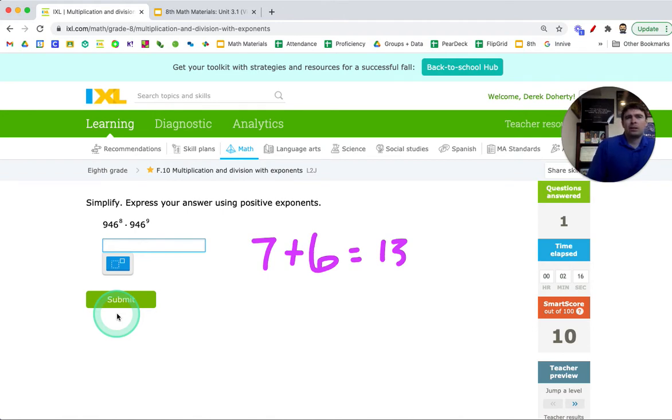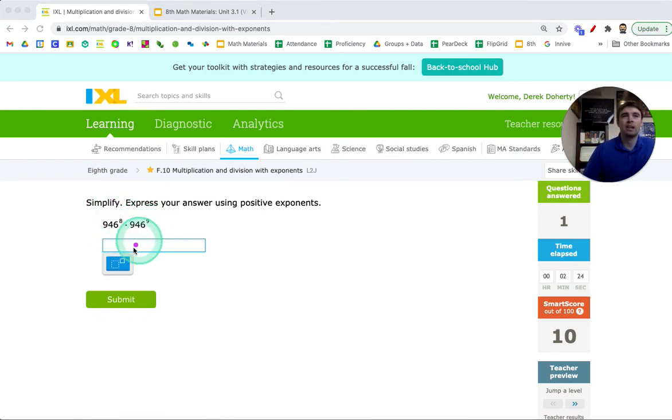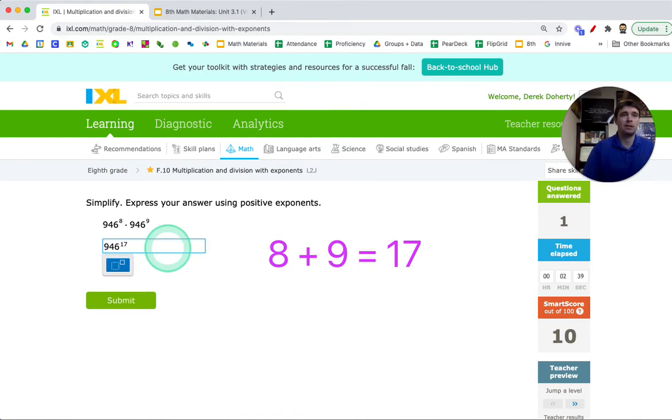I'm going to ask you at this point, if you're watching, just definitely pause the video, think about what's the correct answer here. We see the same base multiplied together, and hopefully you're saying, Mr. Doherty, all we got to do is add the 8 plus 9, and if I go ahead and add 8 plus 9, that's just going to get me to 17. And I'd say, yep, you're definitely correct on that. So our answer here is going to be 946 raised to the power of 17.